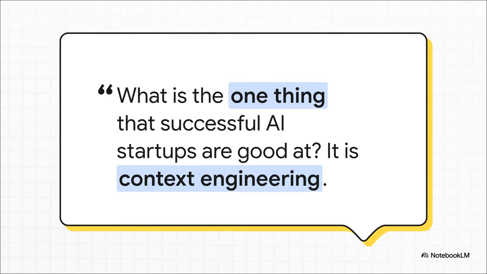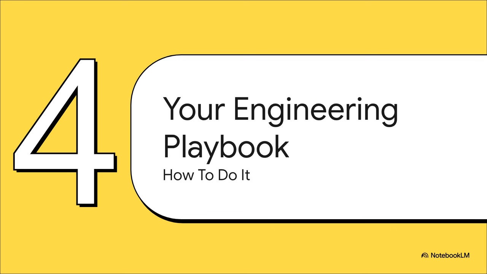And this, right here, is the key takeaway for anyone building an AI today. The most successful companies, they aren't just masters of models. They are masters of context. That's the real competitive edge. Okay, so this all sounds great in theory, but how do you actually do it? What does this really look like in practice?